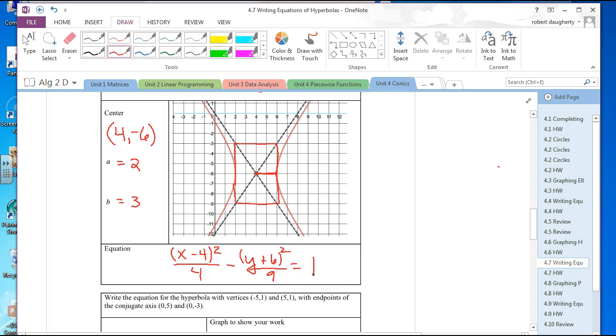Okay, so it's really knowing the formula, looking at the graph, pulling out. All you need for hyperbola, you need to know if it's horizontal, vertical. You need to know the center, and you need to know A and B, and then you can figure that out.